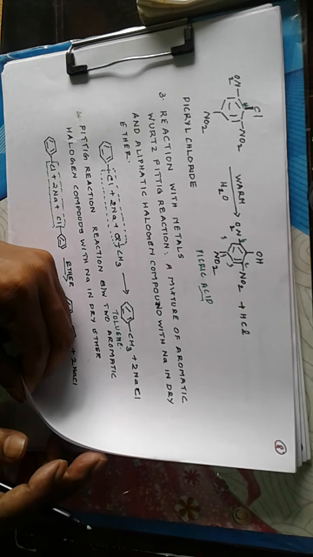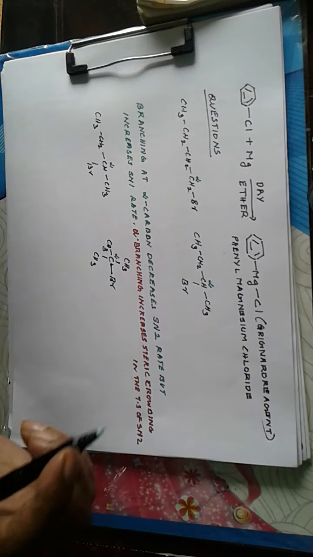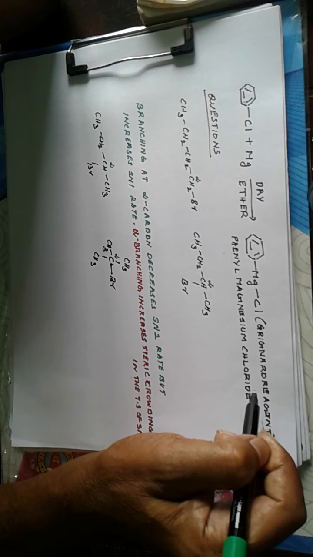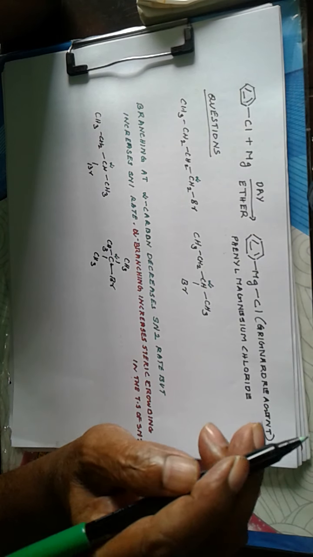And if two haloarenes are reacting, then the reaction is called a Fittig reaction. With removal of 2NaCl, we get biphenyl. This is also called diphenyl. So, Wurtz-Fittig reaction and Fittig reaction. Then with magnesium in ether, chlorobenzene can react in dry ether to form phenyl magnesium chloride, that is a Grignard reagent.